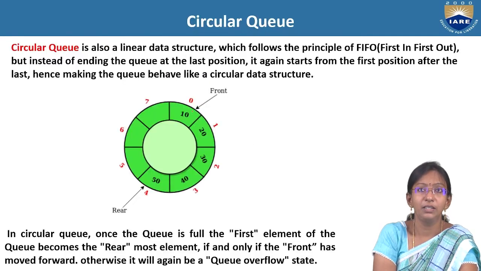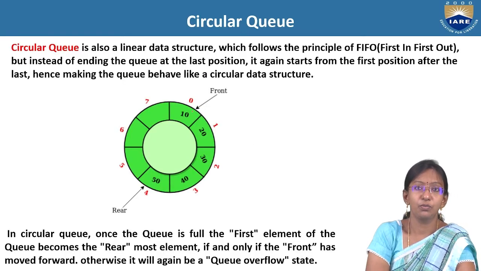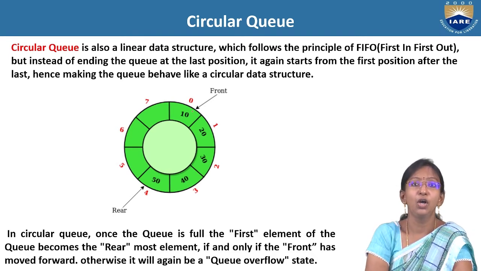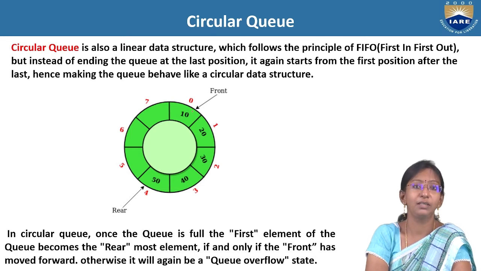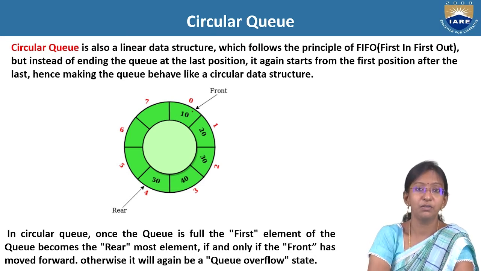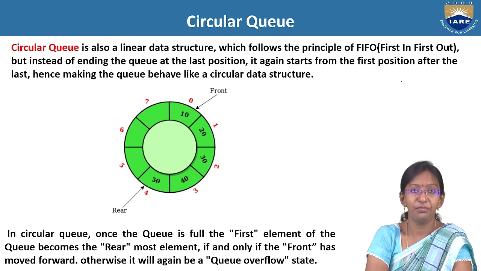Thank you. Next, a next version. As I said, the limitation of linear queue is if the rear is pointing to the highest index, you cannot touch the empty space which is present near the front end.